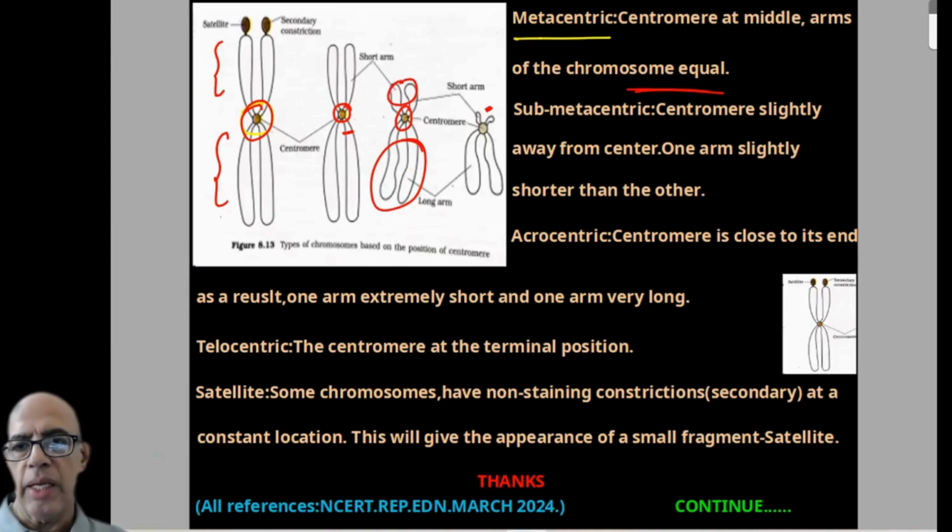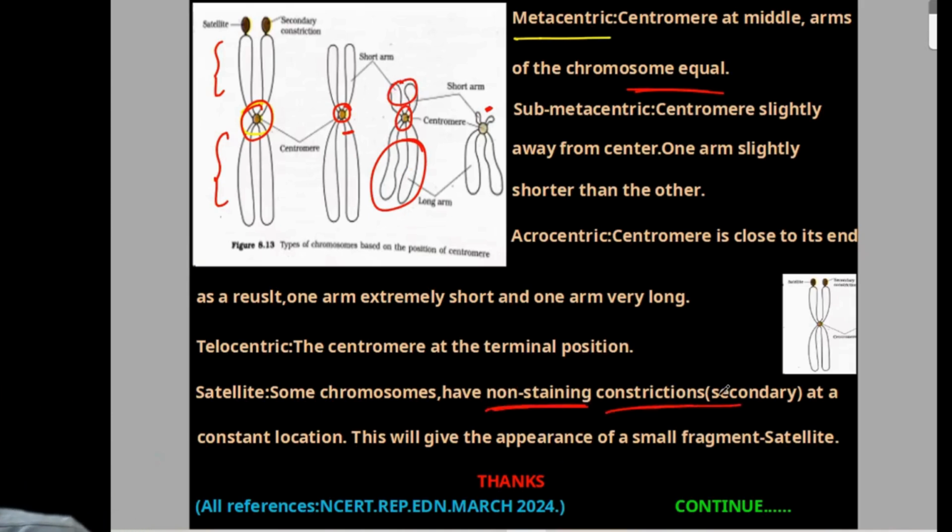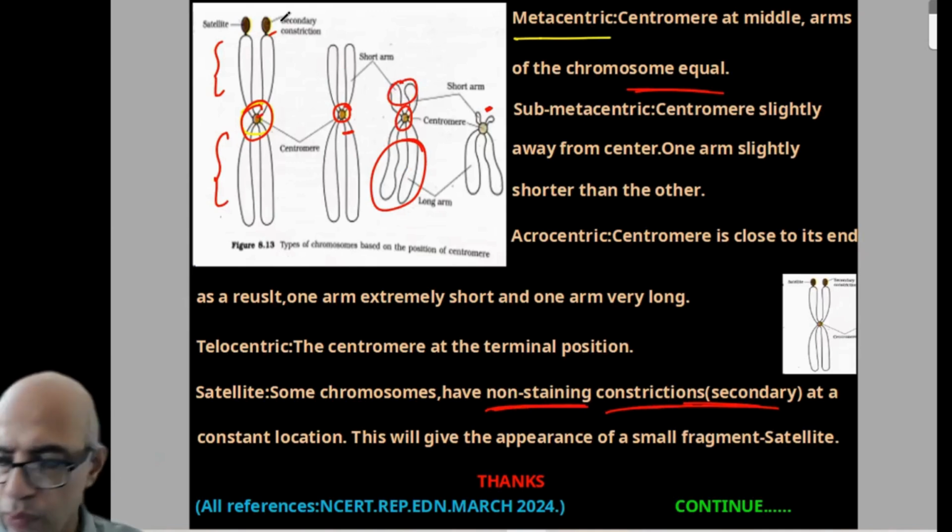Now comes a feature called satellite. It's an important one. What is meant by satellite? Some chromosomes have a non-staining, important, constriction, that is secondary. This is primary, this is secondary. The secondary constriction is at a constant location. This gives the appearance of a small fragment. Here you can find the satellite. Satellite means it projects beyond. And that is regarding the nucleus and chromosomes.